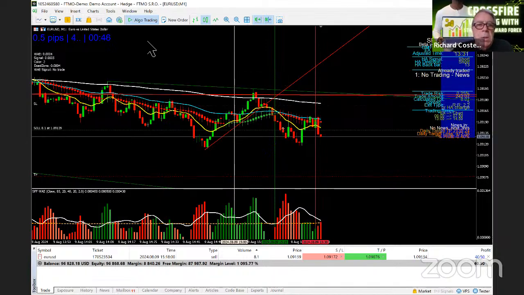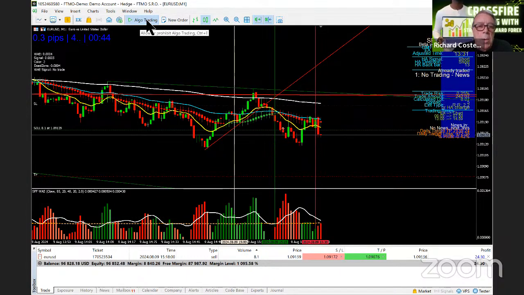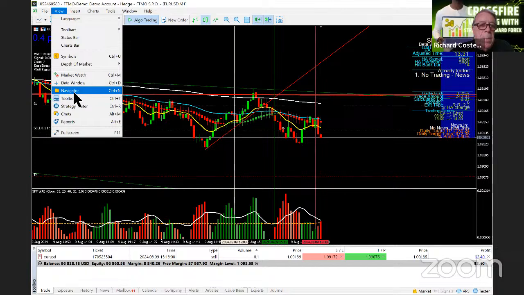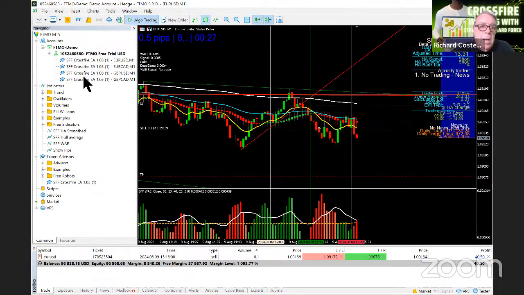And the way to deal with that is you've got a box up here that says algo trading, which is what we're doing, but we need this to be green. If it's red, you're not going to have a blue hat. If you put the navigator panel on to the left here, not only have I got a blue hat on this chart, I've also got blue hats on the other 3 pairs. So that's telling me I'm good to trade. If you don't have blue hats on all the 4 pairs, then you've got an issue. And I'll talk about that in a second.